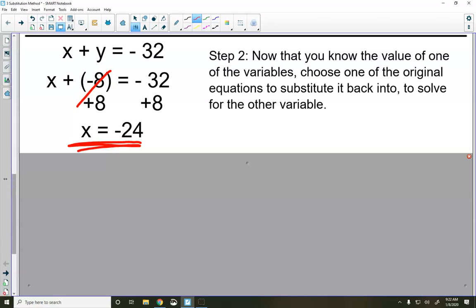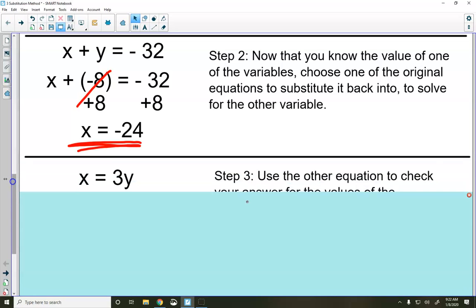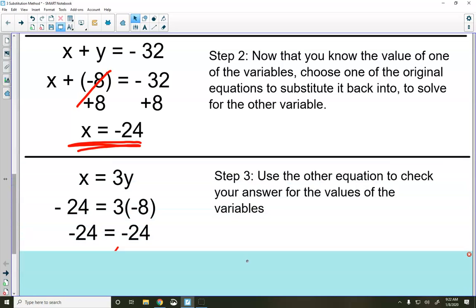Remember, the answer to these problems is a coordinate, right? It's the place where the lines intersect. I didn't graph these, but I did find a coordinate. I found the coordinate of negative 24, comma, negative 8. Remember, coordinates are written as x, comma, y.